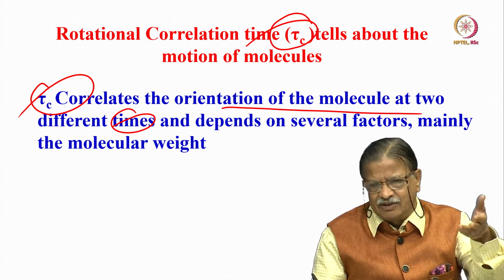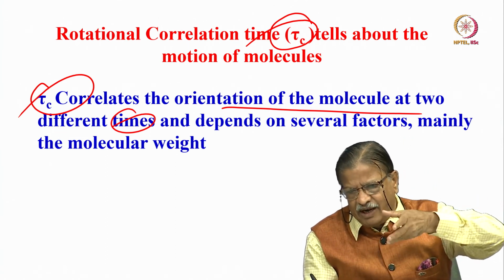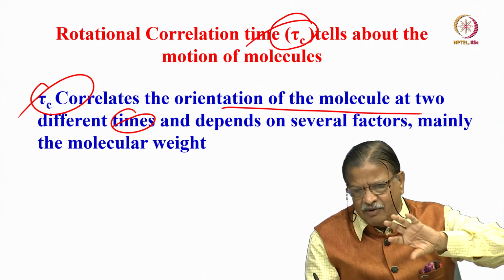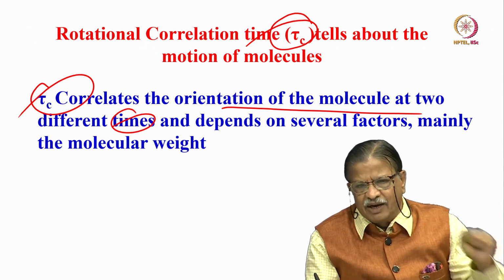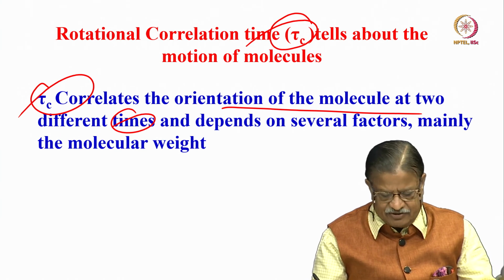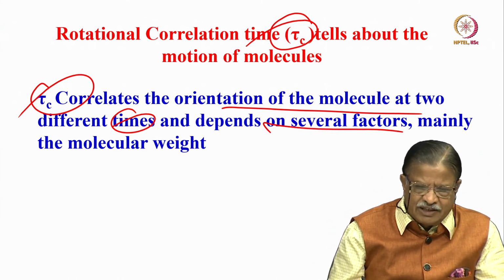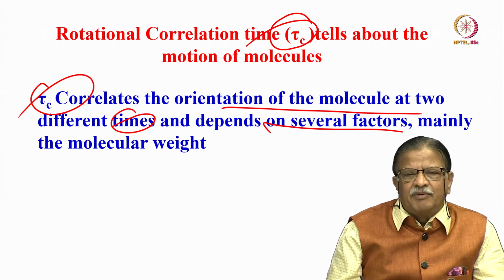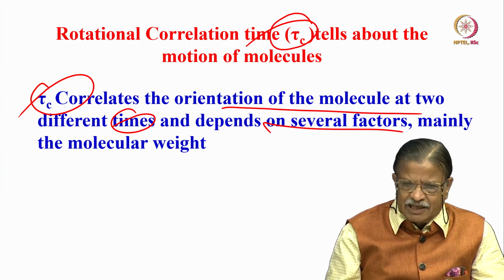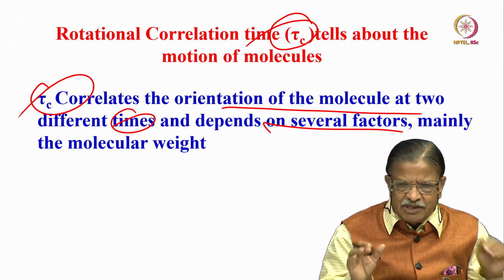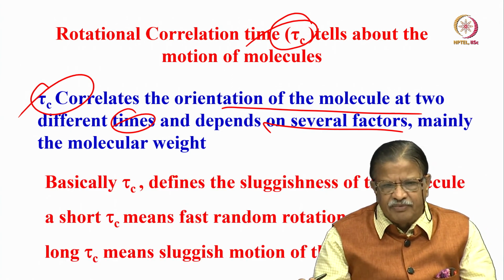We also defined tau c: it is the time taken for the molecule to undergo rotation by 1 radian, that we discussed. So, there are several factors responsible for tau c. The major contribution is from the molecular weight. The major responsible factor is molecular weight.